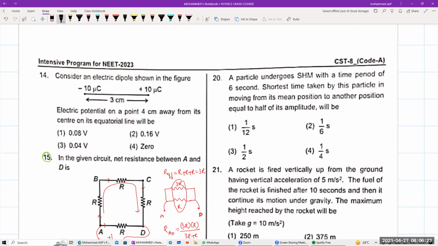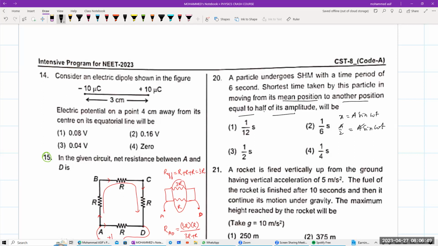A particle undergoes SHM with a time period of 6 seconds. What is the shortest time taken by this particle in moving from the mean position to another position equal to half of the amplitude? It's a direct question. We are going from the mean position, so x is equal to A sine of omega t. We are going from the mean position to a position which is half of the amplitude, so the value of x is A/2. That is equal to A sine omega t.